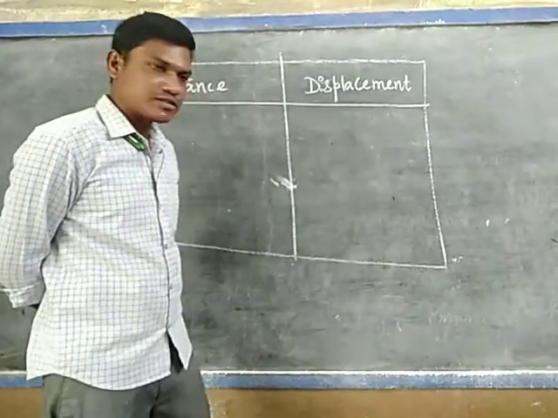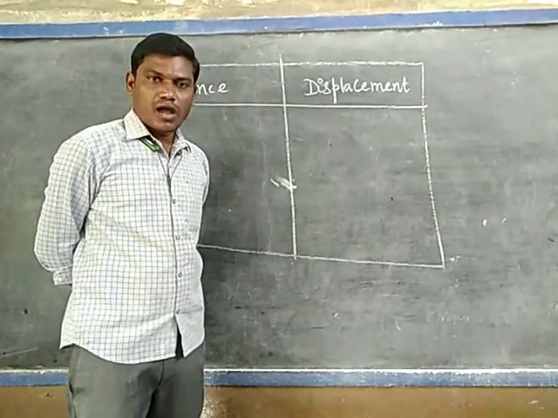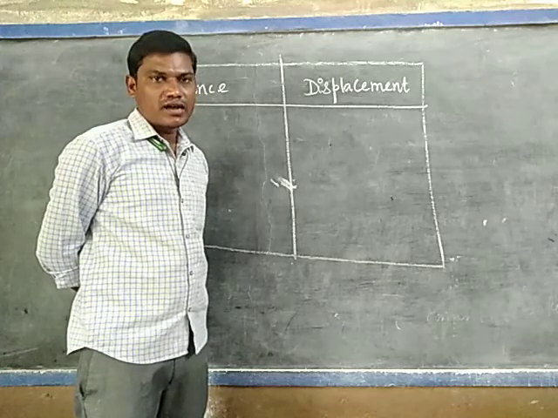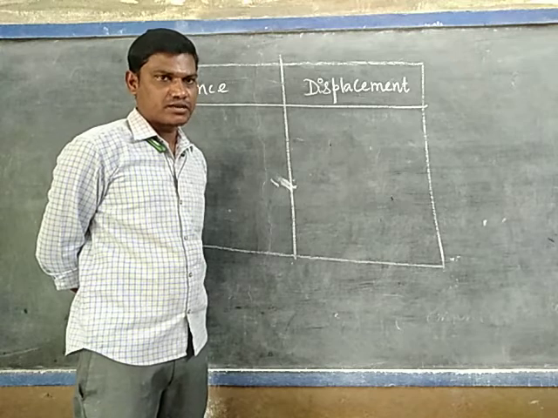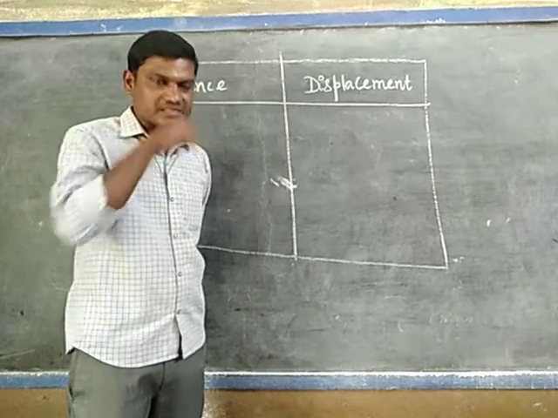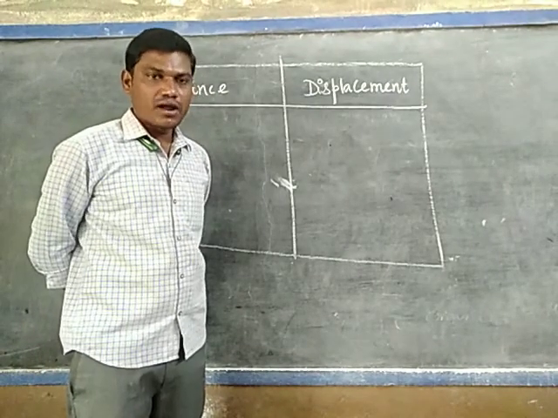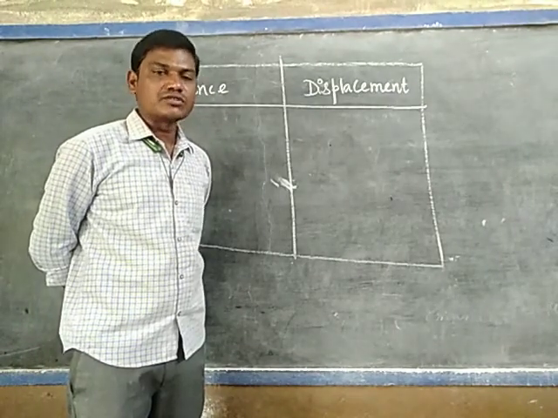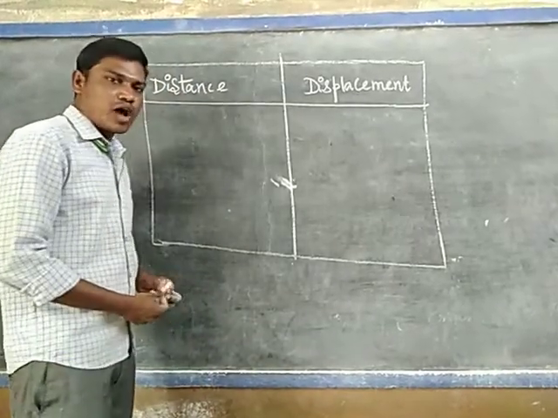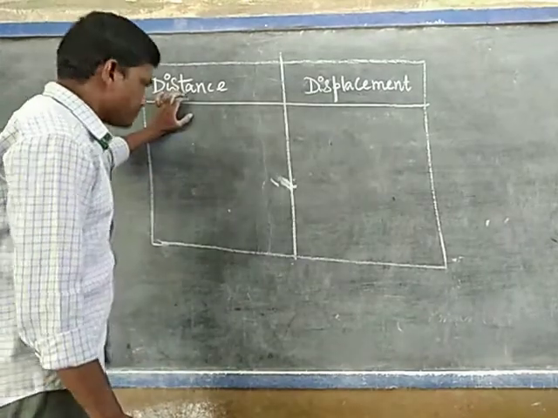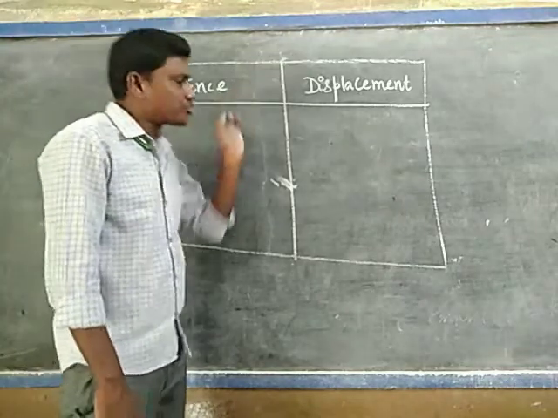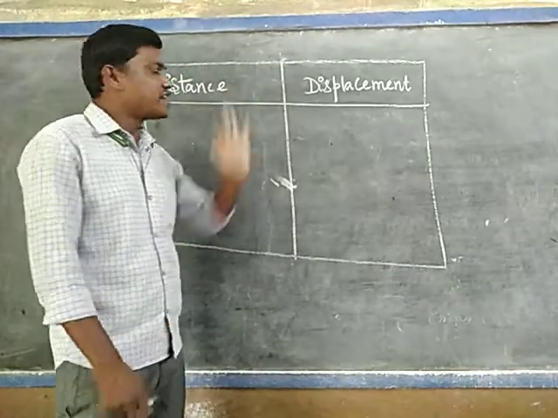Today, in this video, I would like to explain the differences between distance and displacement, and further we will discuss what speed is and how many types of speed there are, with suitable examples and explanations. Okay, now let me come to our point. What are the major differences between distance and displacement?